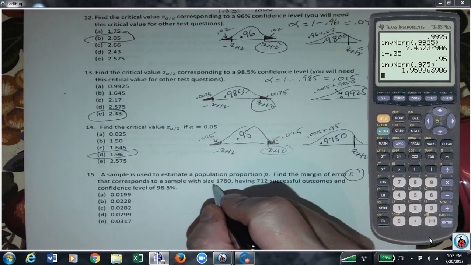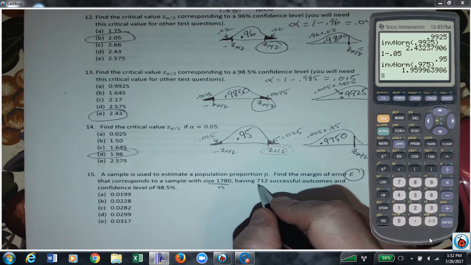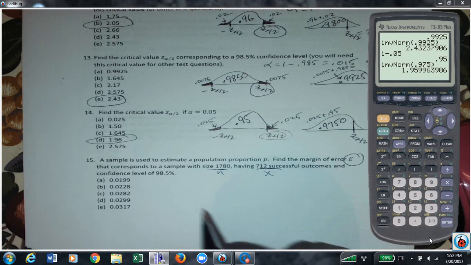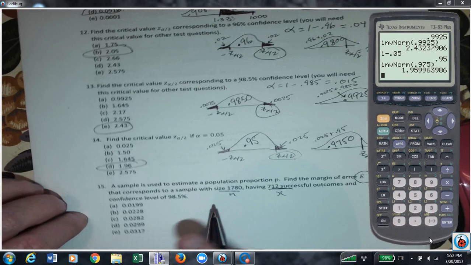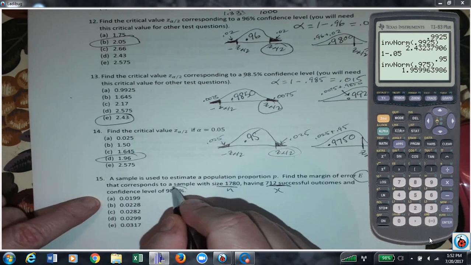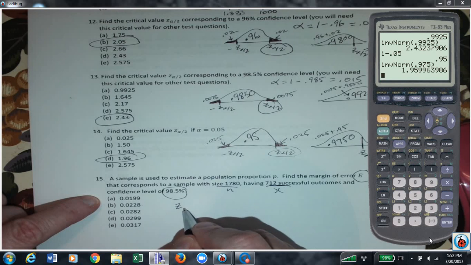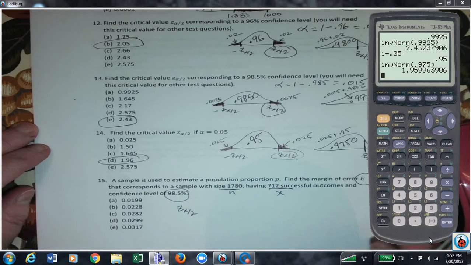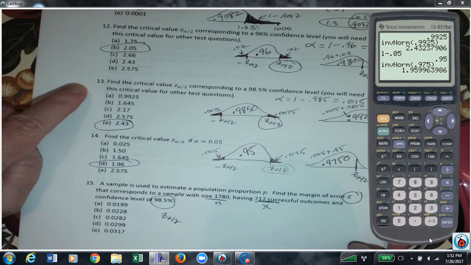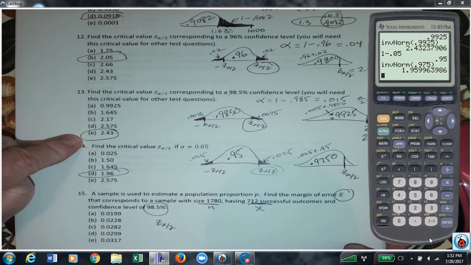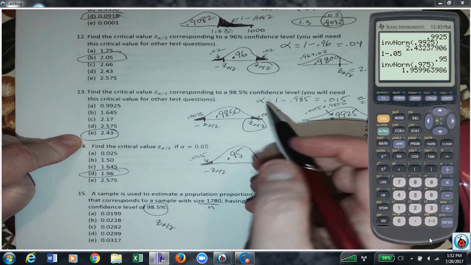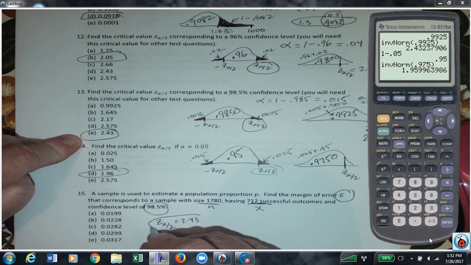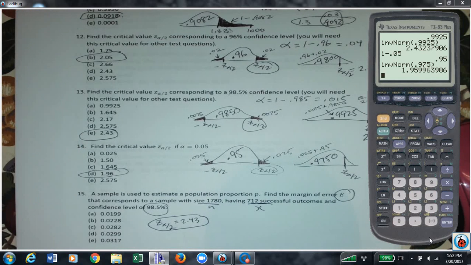Okay, so that's our N, that's our X, and the confidence level is 98.5%, and so the critical value for 98.5% is going to be number 13. That's what we did in number 13. It said you'd need this for other test questions, 2.43. And we got a formula sheet.